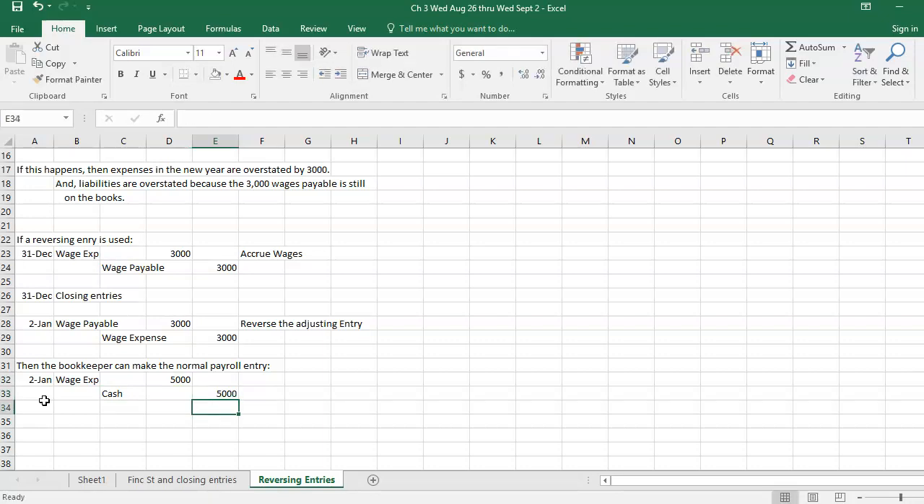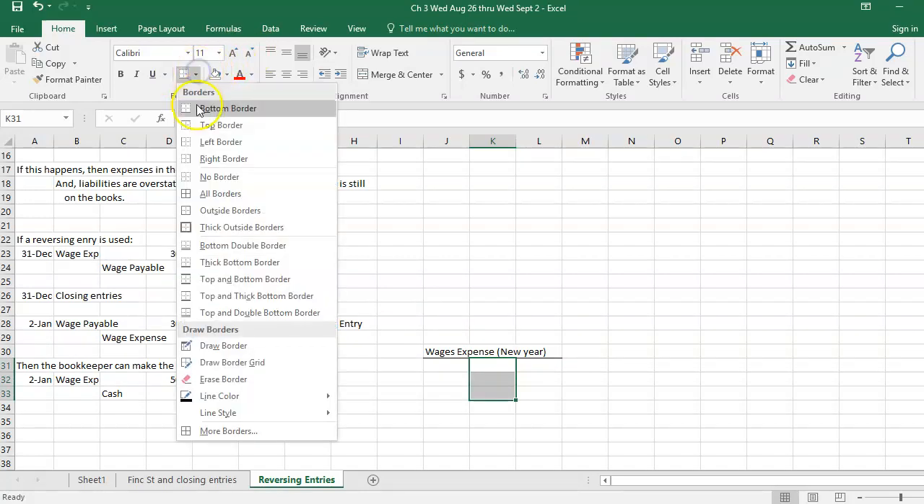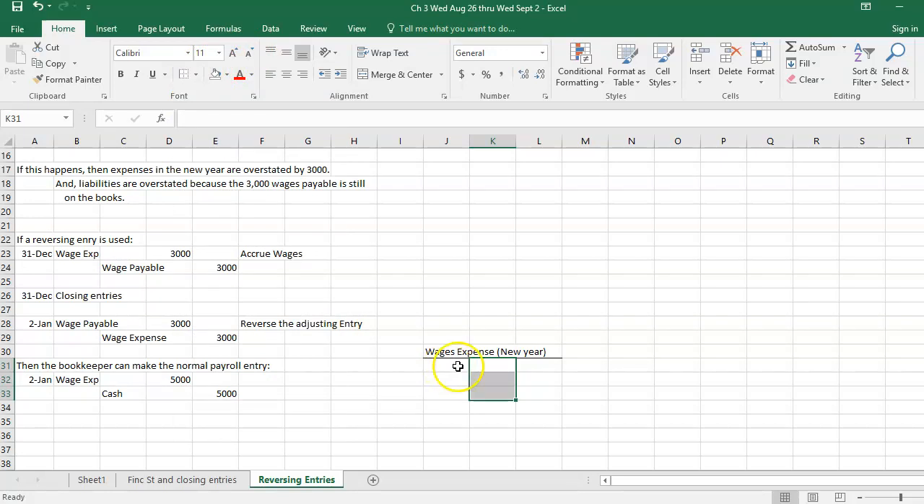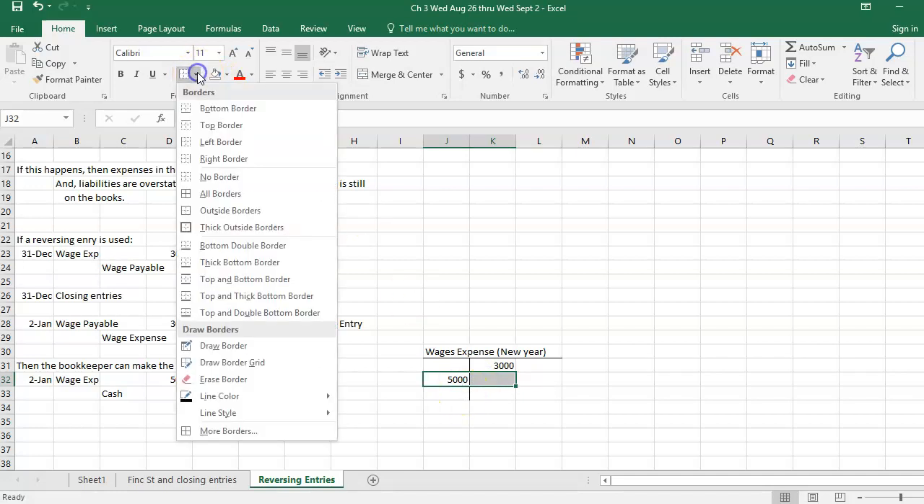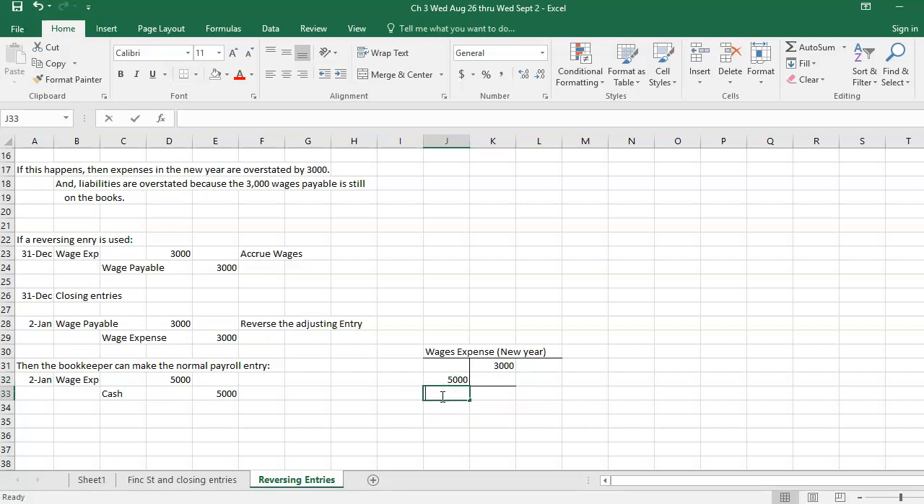All right, only 2,000 of it is actually an expense this year. But if you were to look at a T account for wage expense in the new year, when we reversed it, we credited wage expense for 3,000, then we debited for 5,000, and at this particular point, my net wage expense is $2,000, which relates to the 2 days in the new period.